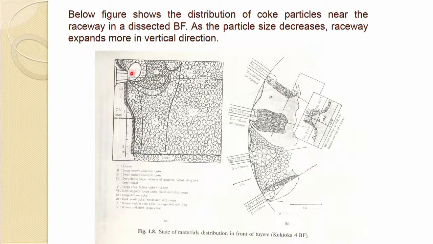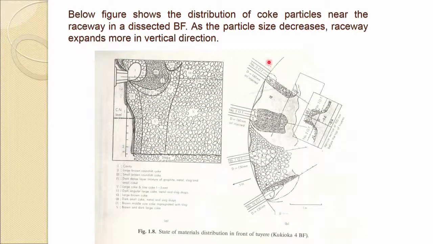So, if more fines are getting created, they will block the voids in between, and then the easy passage of gases which are coming out from the raceway would be difficult. So, pressure drop would be high, and operation of the furnace would be difficult.